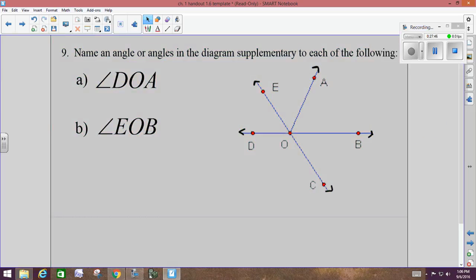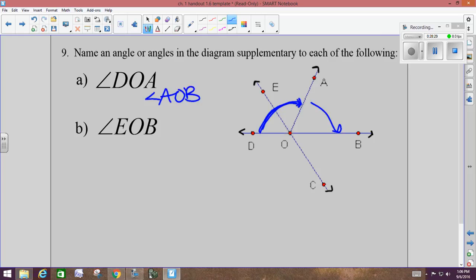We got to do this one. Number 9, it says name an angle or angles in the diagram that are supplementary to each of the following. We're supposed to find a supplementary angle to angle DOA. So that's DOA. We have to find its supplement. What does it mean to be supplementary again? Yeah, which means they have to form a what? Okay, so we have to find another angle with this one that's going to make a straight line. It's going to complete the line. Yes, good job, angle AOB. Angle AOB and DOA would be supplementary. They form that straight line.